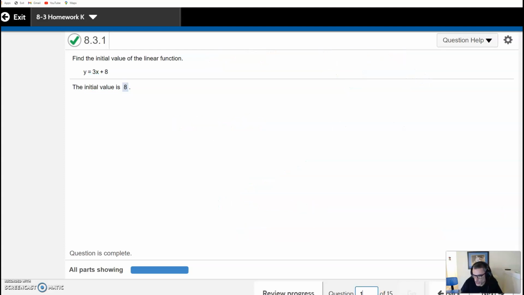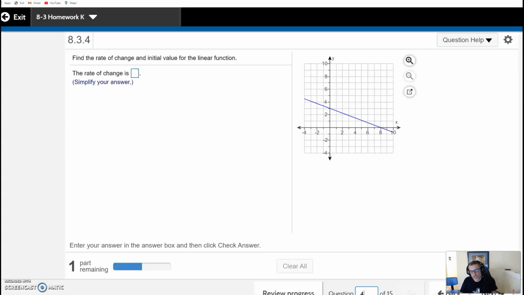All right, next question we're going to take a look at is number 4. They give us a graph. It's just information given to us in a different way. This one says find the rate of change and initial value. The first thing we have to recall is that rate of change means slope, and initial value, as we just learned, means the y-intercept. So they're just asking us to find the slope and the y-intercept of this line.